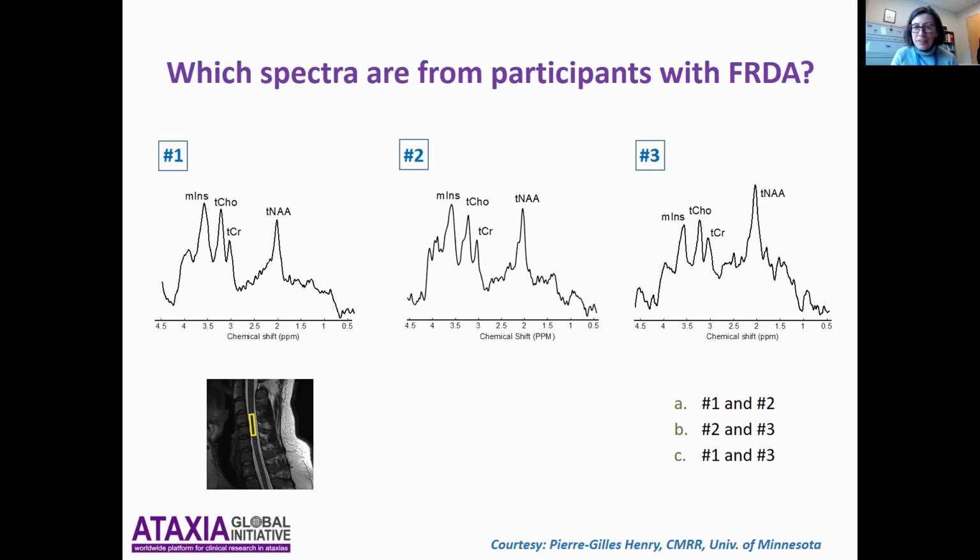Anna-Marie, if you can bring up the poll. And you'll need to move the poll away to look at the data and then select which one. Which ones? A, B, or C? Let's leave it a little bit longer. We have 12 answers so far of our 34 participants.